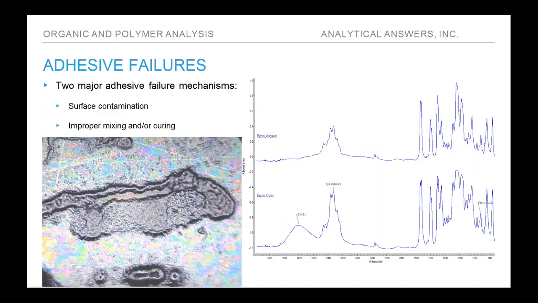A couple of which we've shown here. When the epoxies cure, part of the epoxy ring opening will generate an OH group.